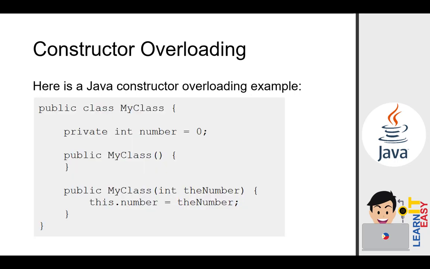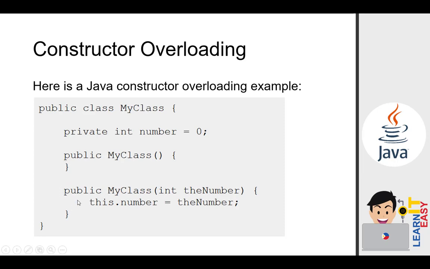Here's an example of constructor overloading in Java. So, ito pa rin siya, public class, my class, and then dito, nag-create siya ng isang data member na private, ang pangalan is number, at ang data type niya is integer, may initial value siya na 0. Ito yung kanyang empty constructor. Sa public, my class, open and close parenthesis, at walang laman yung kanyang empty constructor.